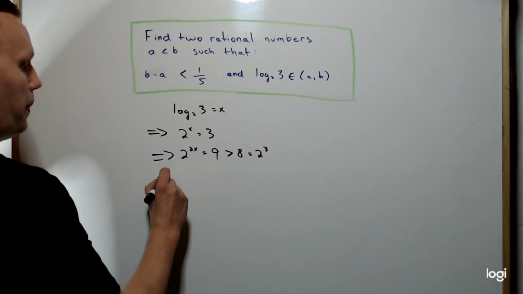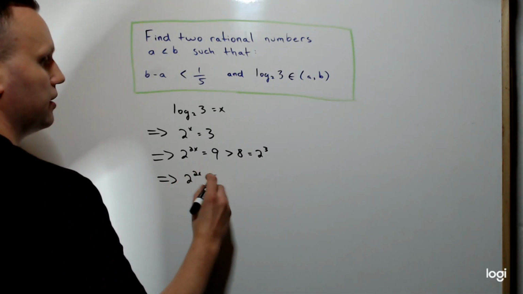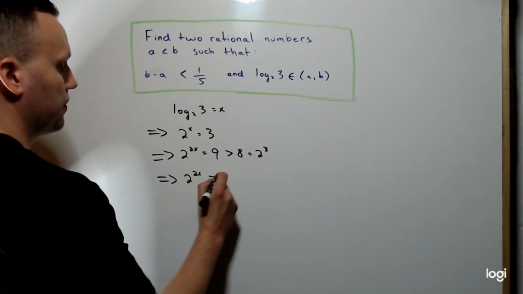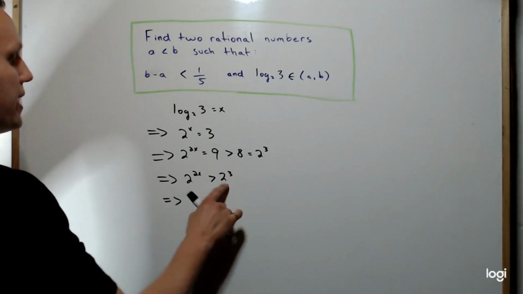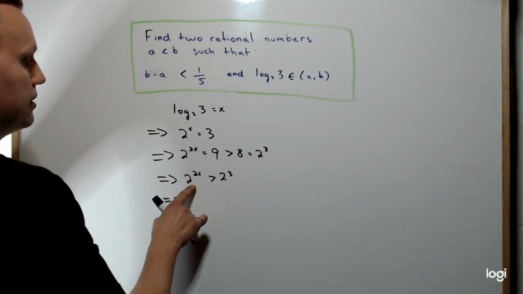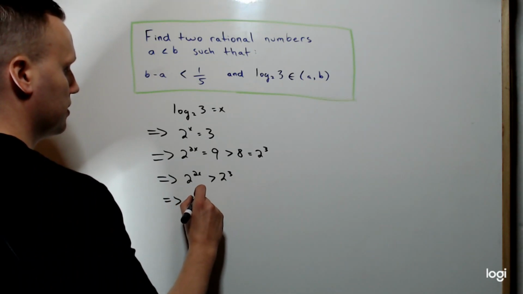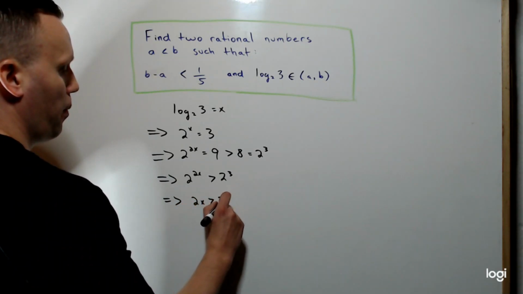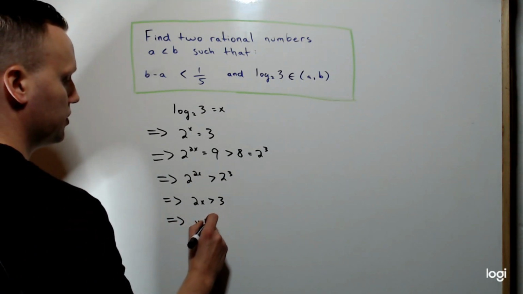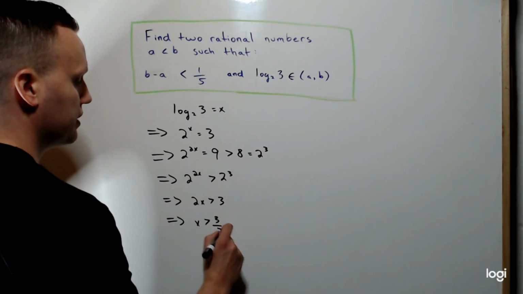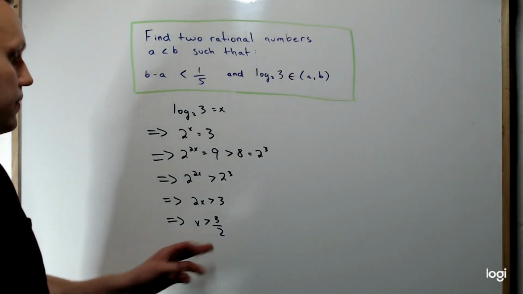So what we have is that 2 to the 2x is strictly greater than 2 to the 3. And now, since we're looking at two exponents with the same base, we have that 2x is strictly greater than 3. By dividing by 2, we have that x is strictly greater than 3/2, and we've established a lower bound on the log base 2 of 3 as 3/2.